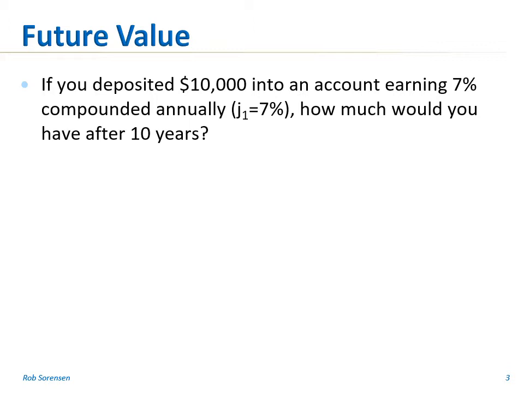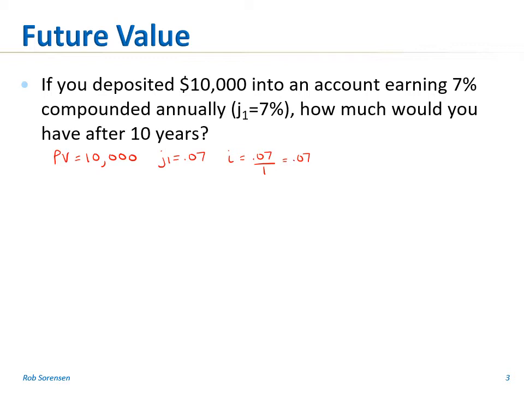Let's have a look, and like always, I'm going to start by writing things down. So the $10,000, that's what I started with, so that's my present value. That's going to go into an account earning J1 is equal to 0.07. Now, I'm going to work out i right away here, and that's 0.07 divided by 1, or just 0.07. It's divided by 1 because I'm compounding once a year. It's just a J1, so it's a very easy one to deal with.